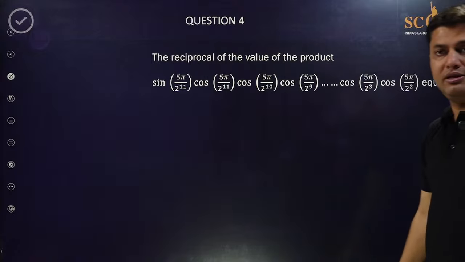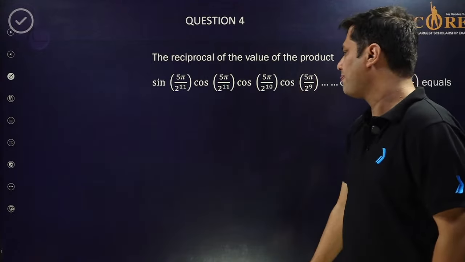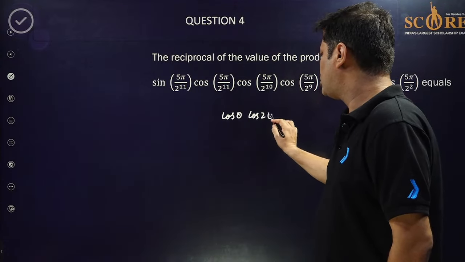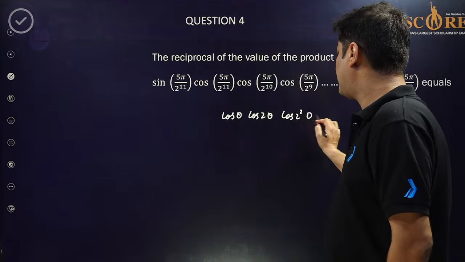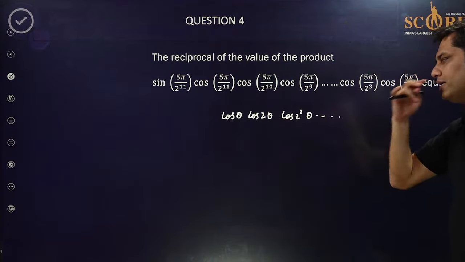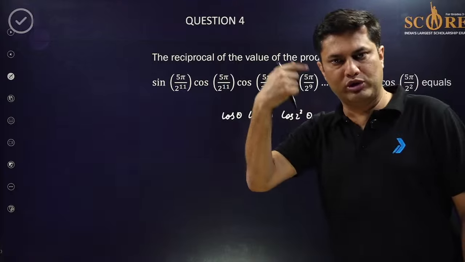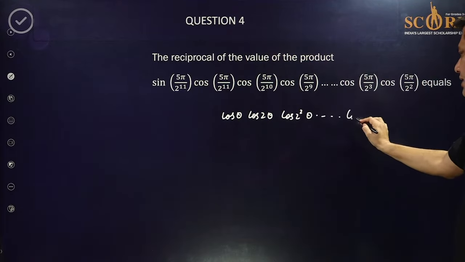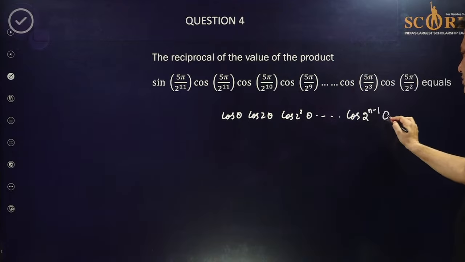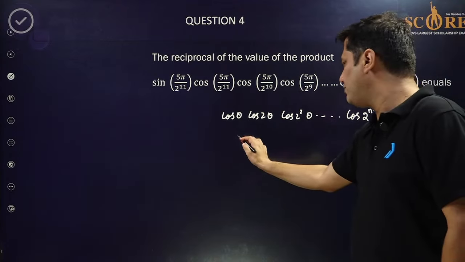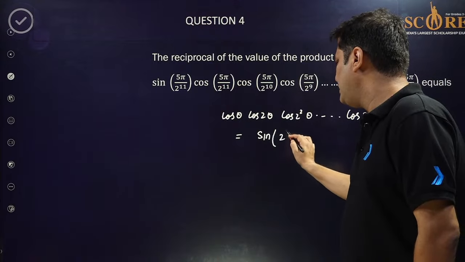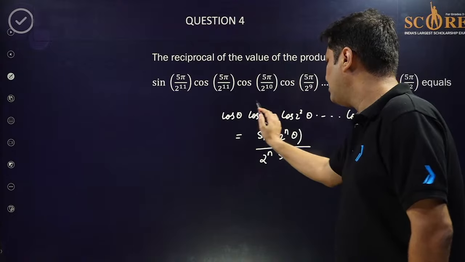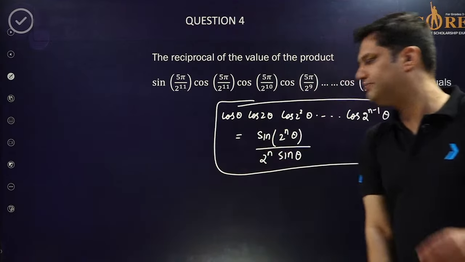Now this is a very formula based problem. Have you heard of this formula? Cos theta, cos 2 theta, cos 2 square theta. So all the angles are in GP: 2 to the power 0, 2 to the power 1, 2 to the power 2, 2 to the power 3, 2 to the power 4, up to n terms, 2 to the power n minus 1 theta. So the formula for this one will be sine 2 to the power n theta upon 2 to the power n sine theta. So you should remember this trigonometry formula.